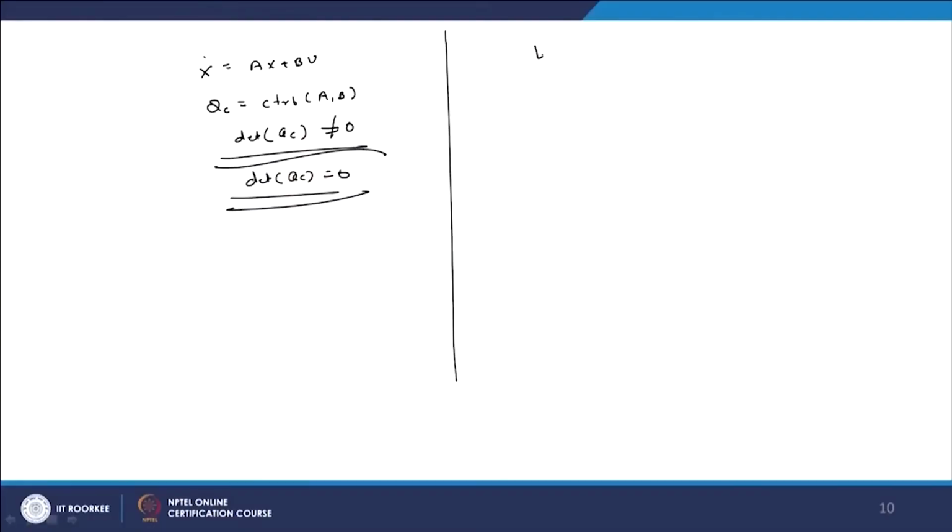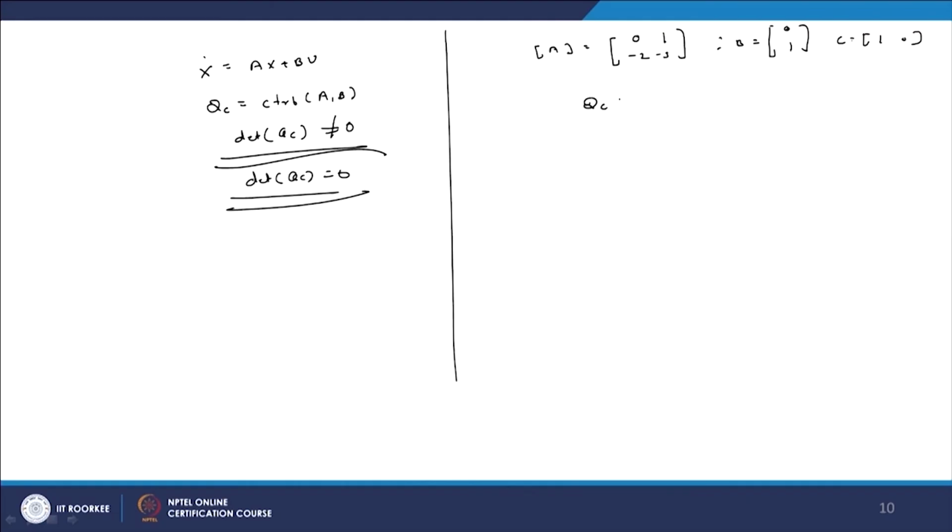Suppose we take a system matrix A as [0 1; -2 -3], B matrix as [0; 1], and C matrix as [1 0]. Now the first step is to check the controllability of the system.